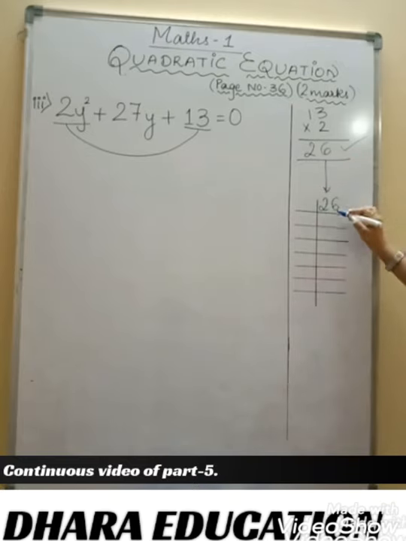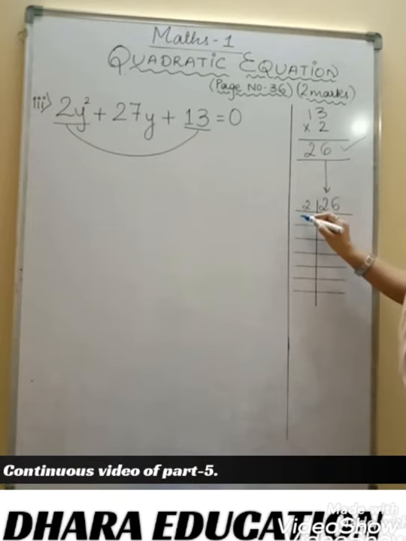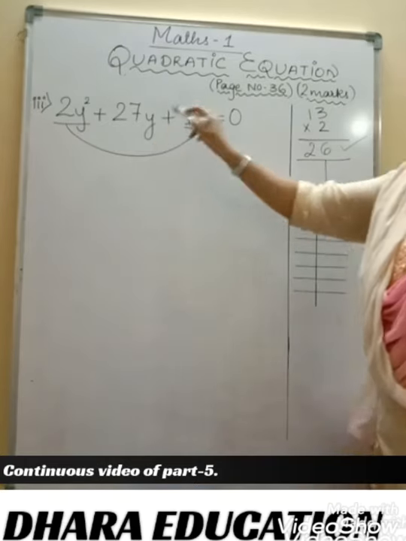As you all know, the ones place is 6, it is even, so we have to divide this by 2. 2 1s are 2, 2 13s are 26. Now 13 1s are 13. These are the only factors, which we have to make very clear. But on the other hand, it should fulfill the middle term, that is 27y.